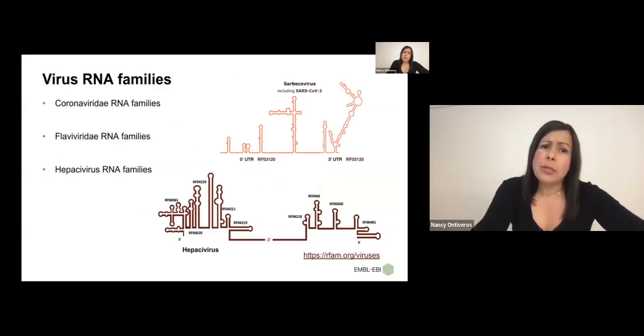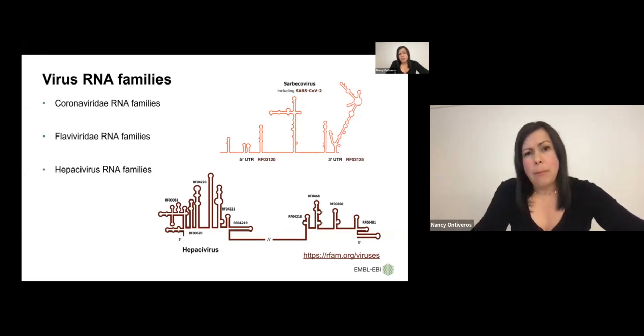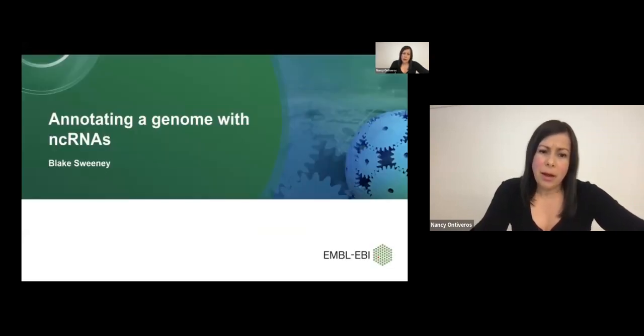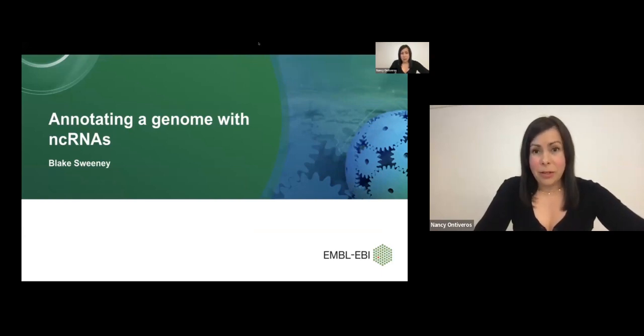Then we also talk about the viruses, and we have been updating a lot of the information that we have on viruses and creating new non-coding RNA families, because there are a lot of viruses with RNA genomes, and in the end, they have secondary structures that are conserved. This is work that we are doing in collaboration with the European Virus Bioinformatics Center. Some of these examples are these flaviviridae RNA families that represent the 3' UTR of these genomes. So with this, I'm going to give it back to Blake for the rest of the seminar.